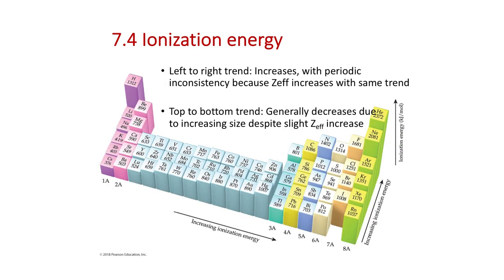So we ended class with this slide here, saying that the ionization energy generally increases from left to right, but has a periodic inconsistency. But it's generally increasing because the Z effective increases with the same trend. So if we're going to atoms that are smaller, with a higher effective charge, it should take more energy to ionize, but we get this inconsistency where we zigzag. And so we'll come back next week and try to understand why we get a zigzag here in our trend for ionization energy.